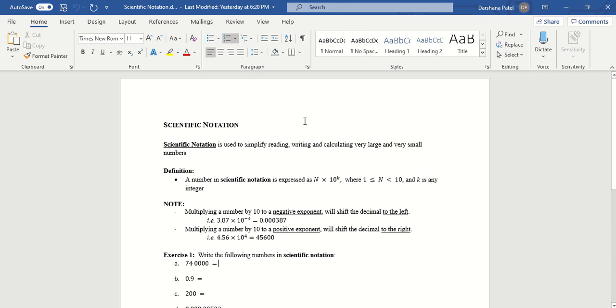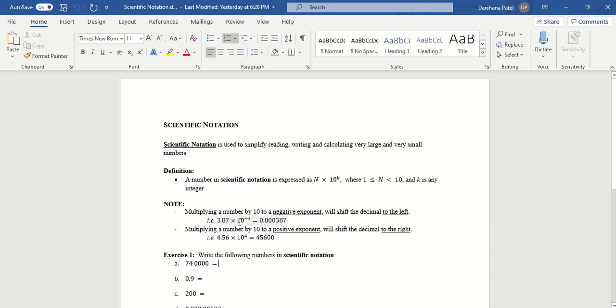Scientific notation is used to simplify reading, writing and calculating very large and very small numbers. A number in scientific notation is expressed as n times 10 to the power of k, where n is 1 to 10, including 1 but not 10. So 1 or more but less than 10, and k is any integer, so it can be positive, negative or even 0.